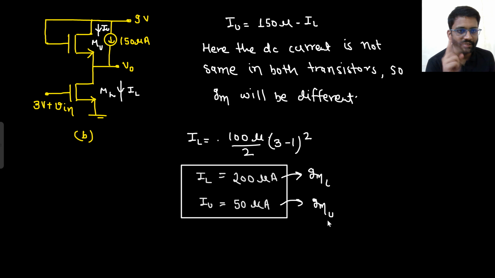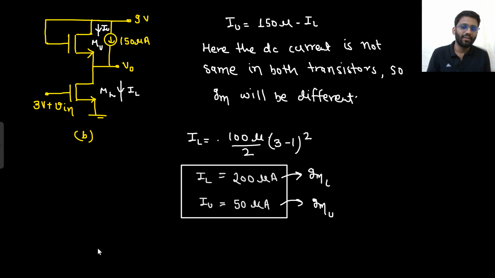You have two ways. First is that you can determine the value of GML as well as GMU, because you have the value of mu and COX W by L as well. You have the value of ID as well. So you can determine the value of GM. But better we determine the ratio, because in the answer we will be needing the ratio only.